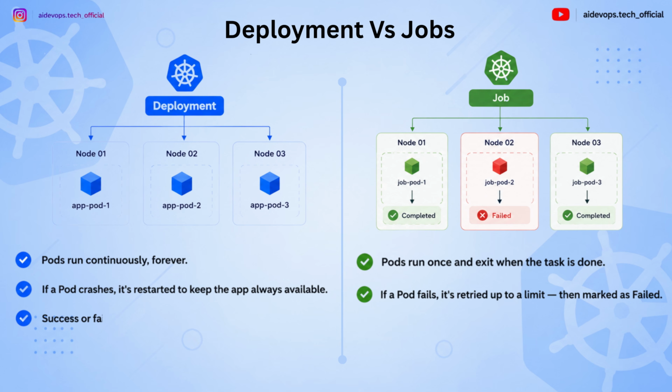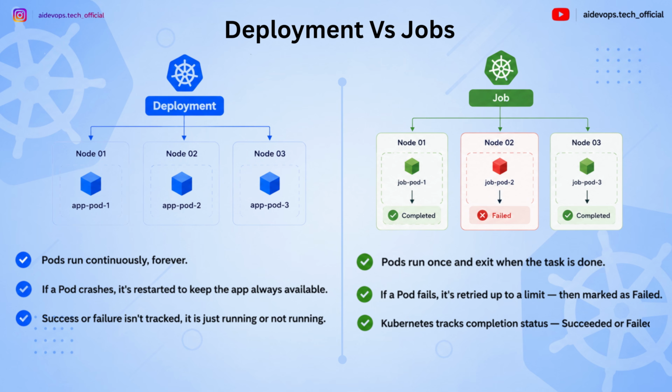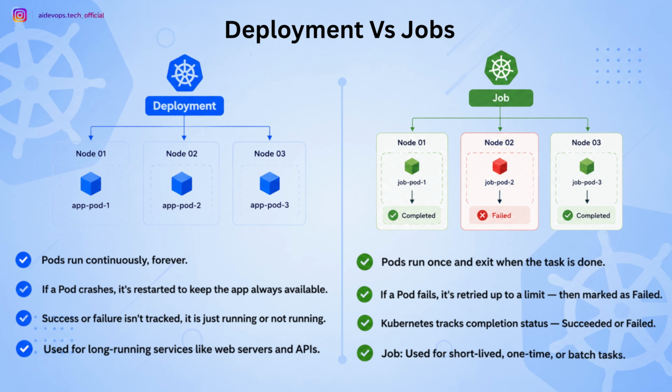In the Deployment, success and failure is not really tracked. The app is just running or not running. But in the Job, Kubernetes tracks the completion state, succeeded or failed. Deployment is used for long-running services like app services or APIs, but Job is used for short-lived or one-time batch tasks.